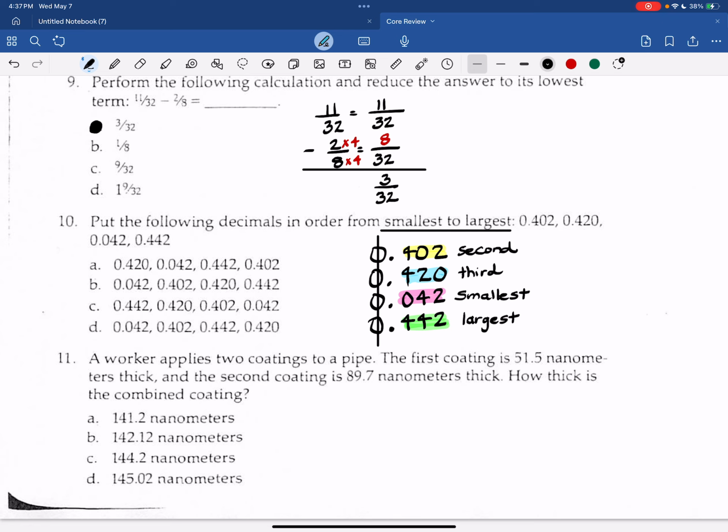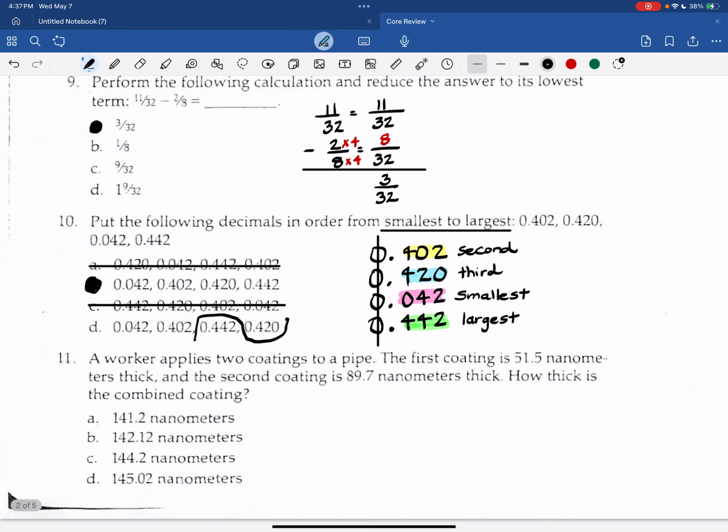So I can eliminate A and C. So B and D both start with the smallest. The second one is the same in both of those. But when we get to the third one, we can tell that the answer is B, as in boy. This one has these two flip-flopped. We want smallest to largest.